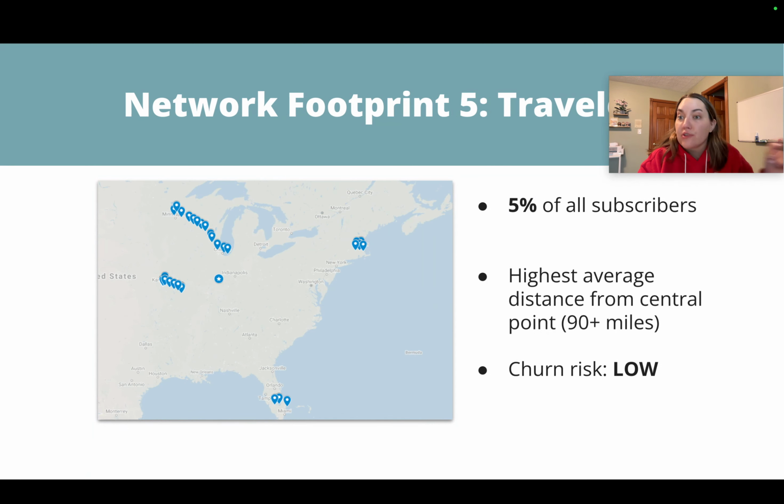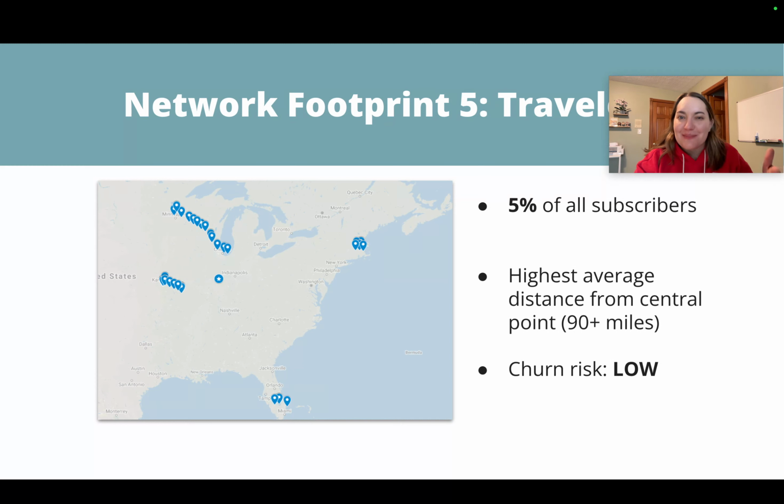And even lower is the travelers. These are the people that are hitting about half the country and also like north, south, east, and Midwest. So they are going a lot of distance. They're traveling quite a bit. Their center point is so far away from some of these other points that they're hitting. They had some of the lowest churn risk.